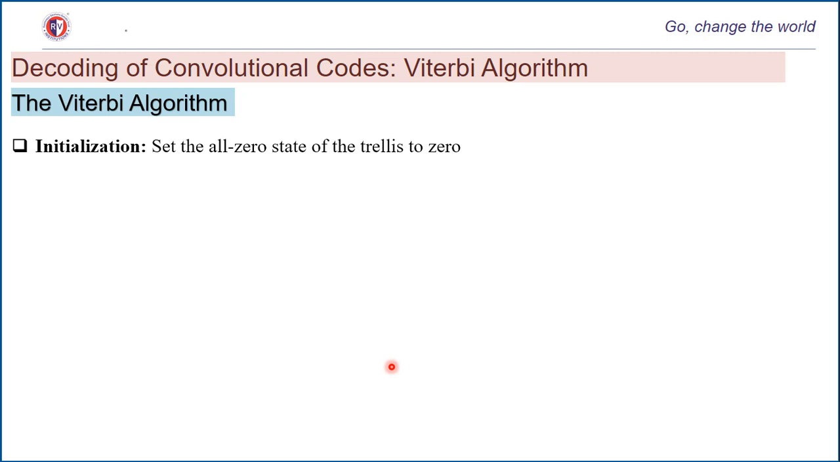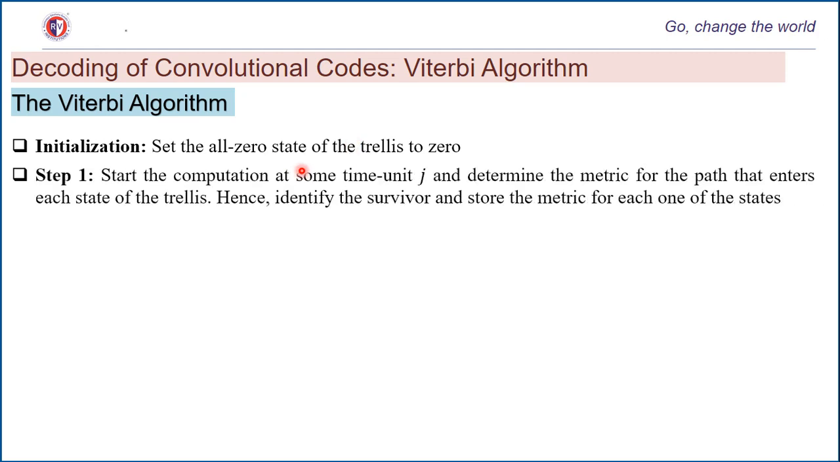The algorithm starts with initialization. So we'll set all the states to zero. We'll begin with the all-zero state of the trellis in order to decode the convolution codes. The first step is to start at some time unit J. We'll usually begin with the first time instant, but as the Viterbi algorithm progresses, we can begin at any time unit, and you should determine the metric for the path that enters each state of the trellis.